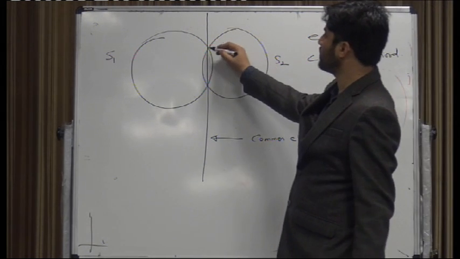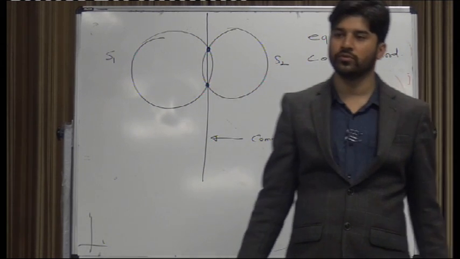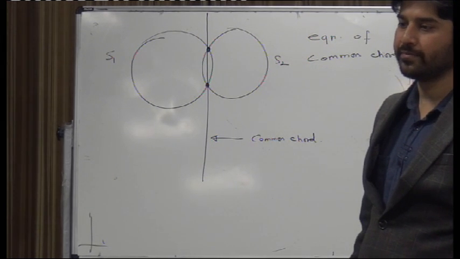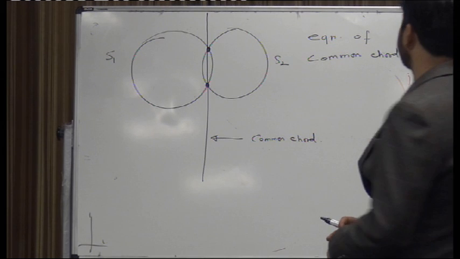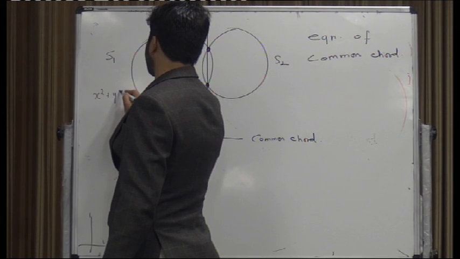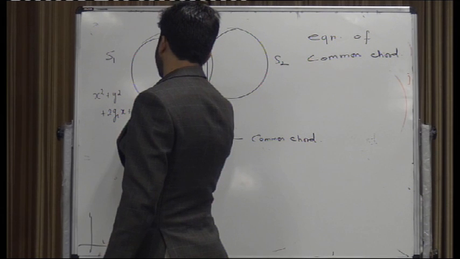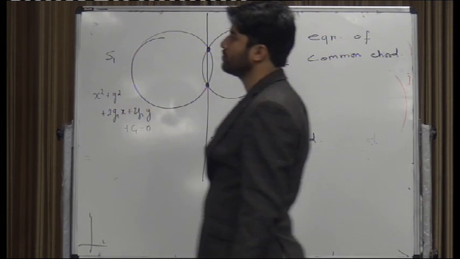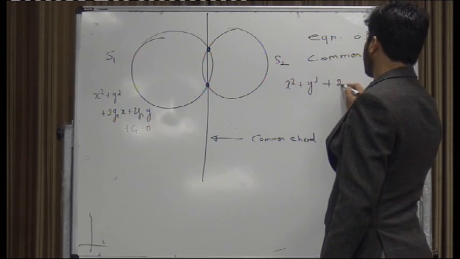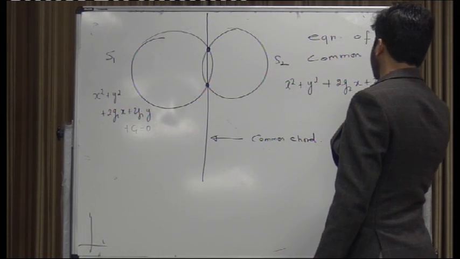Basically, this is a chord which is passing through A and also passing through B, right? Let's say this is the equation: x square plus y square plus 2g1x plus 2f1y plus c1 is equal to 0, and this is the equation x square plus y square plus 2g2x plus 2f2y plus c2 is equal to 0.